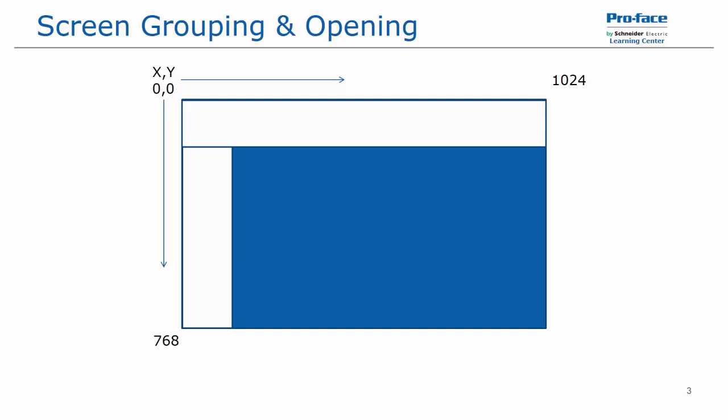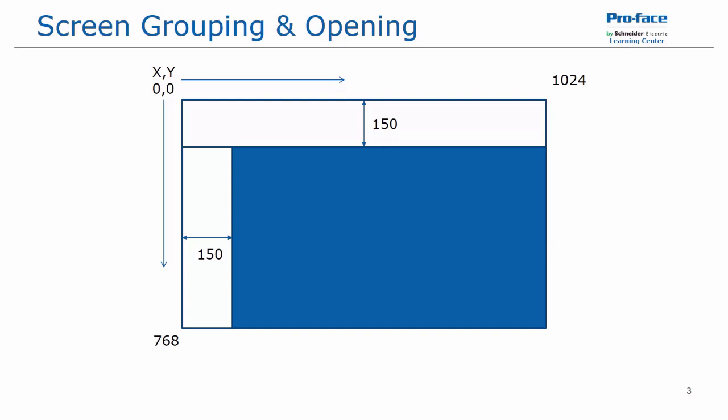So for the header, we already have an established width of 1024 pixels. We will give it a height of 150 pixels. For the navigation, we already have a height of 768. However, we have to subtract 150 from that in order to get the height of the header, and we will set the width at 150 pixels.